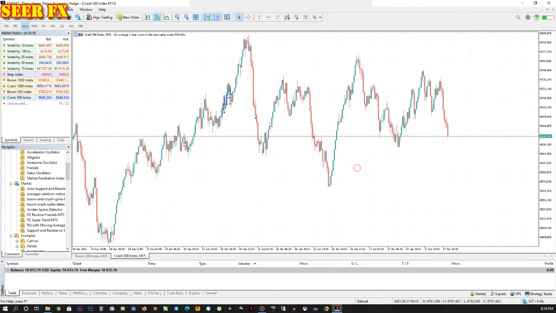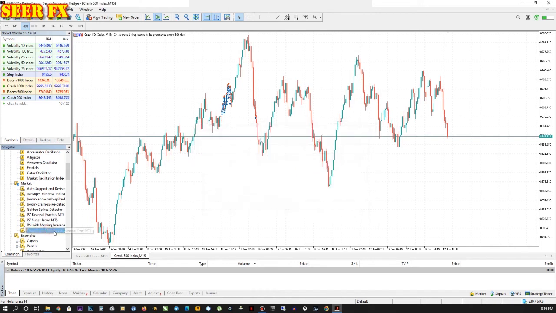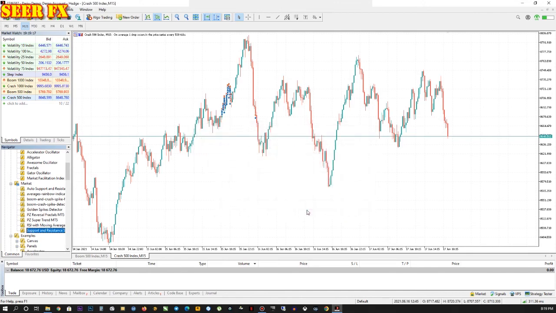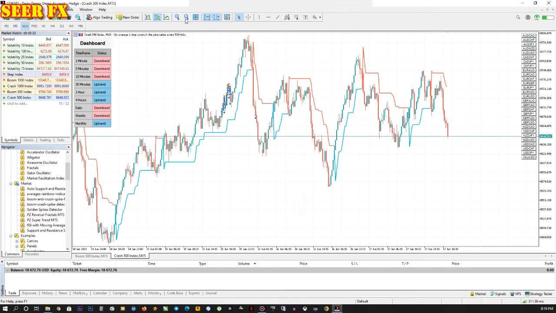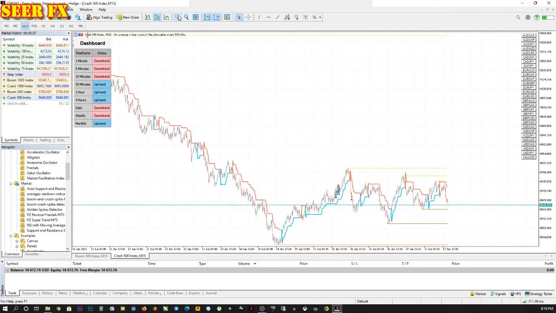So now let's bring in our super trend indicator. For the super trend indicator, we change this to 2. Then let's bring in our support and resistance screener. Then just click OK. Then let's wait for it to load. That's it. Where is our signal? Yeah, this is it.